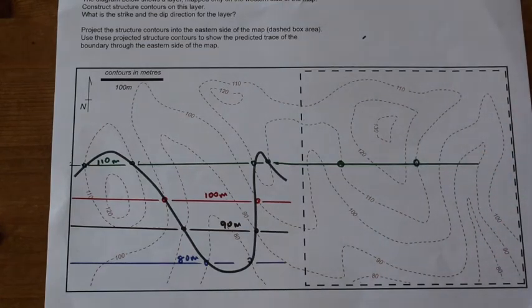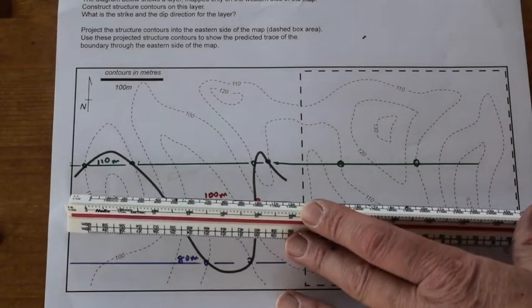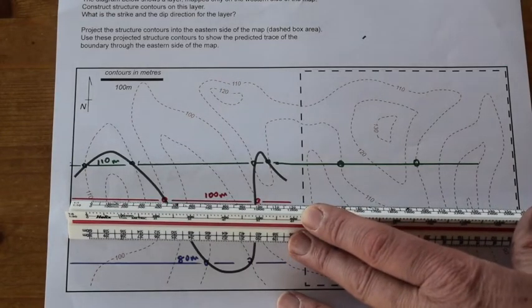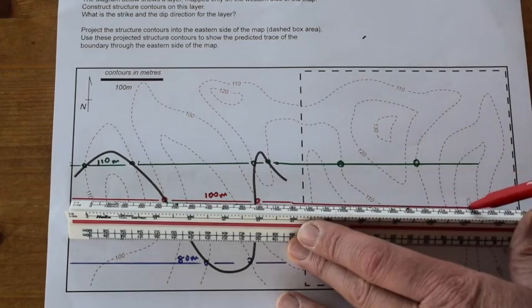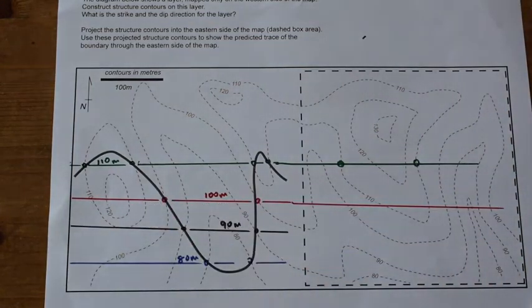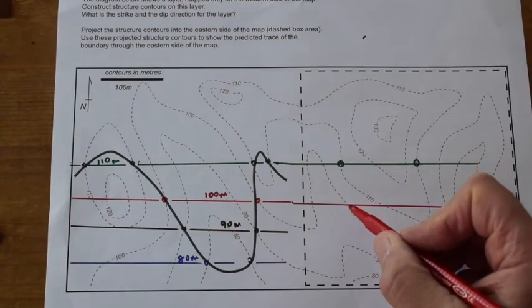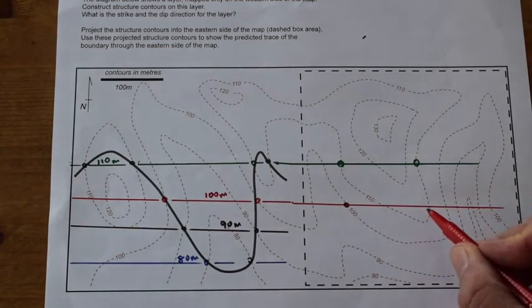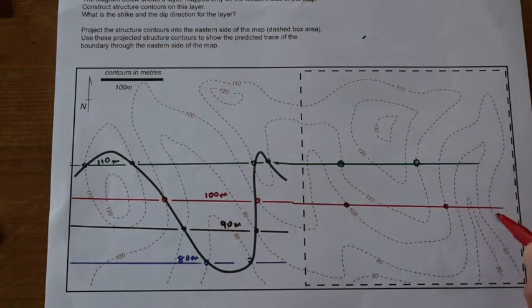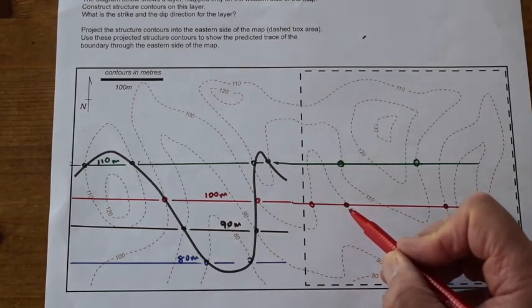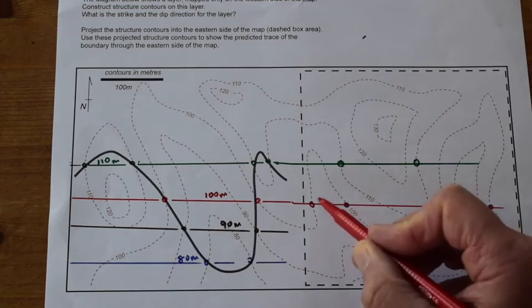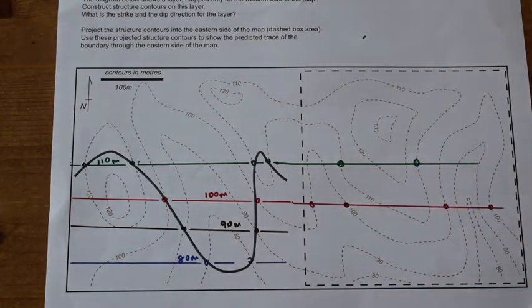Let's do the same with the other structure contour. So we can extrapolate out the 100 metre structure contour, which I've marked in red, like this. And we just extrapolate this out over here, across the map. And this intersects the 100 metre topographic contour here, and here, and here. So 3 picks. Oh, there's one there. 4 picks on the 100 metre topographic contour with the structure contour.